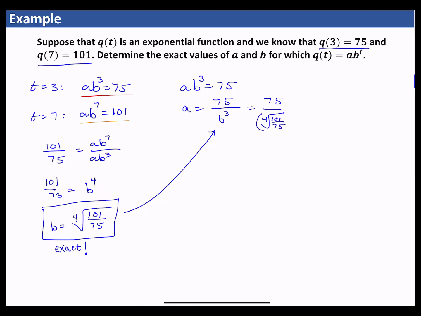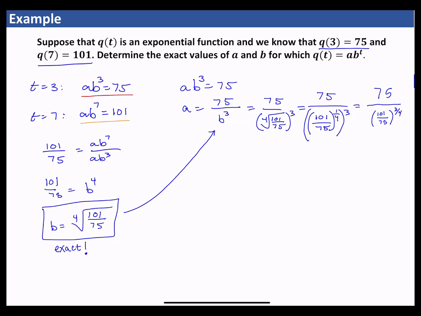We can leave this as is, or we can use properties of rational exponents, and we could rewrite this as a equals 75 divided by 101 over 75, quantity raised to the 1/4 power, so that 4th root turned into a 1/4 power, and then all of that raised to the 3rd power. And then using properties of exponents again, we could say that equals 75 over the fraction 101 divided by 75, quantity raised to the 3/4 power.